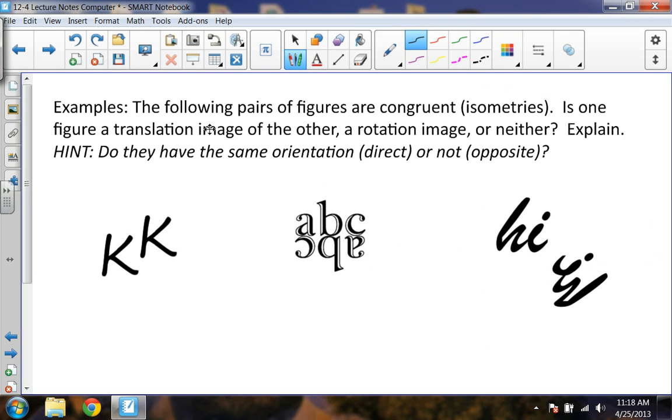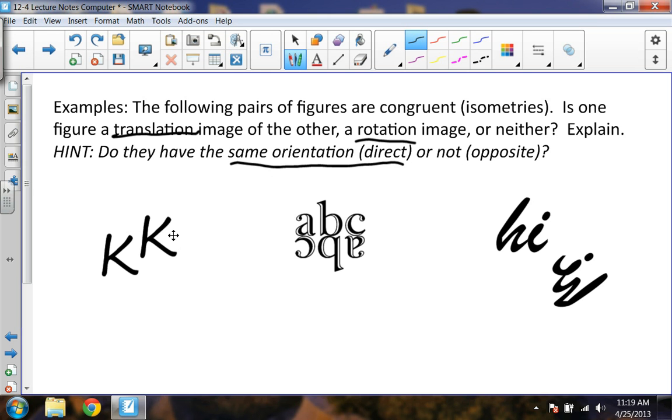Okay, and finally, just some examples to see if you truly understand direct orientation versus opposite orientation. The following pairs of figures are congruent, so they are isometries, but are they direct isometries or opposite isometries? Is one figure a translation image of the other, a rotation image, or neither? Remember, if it is a translation or a rotation, that means they have the same orientation, so they are direct isometries. If they do not, then they are opposite isometries, and they have different orientation.